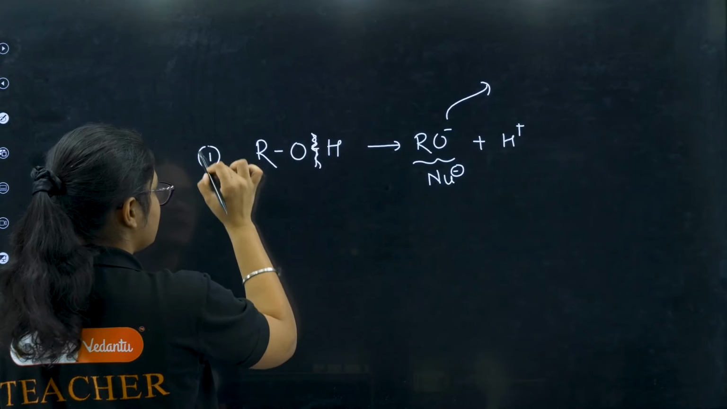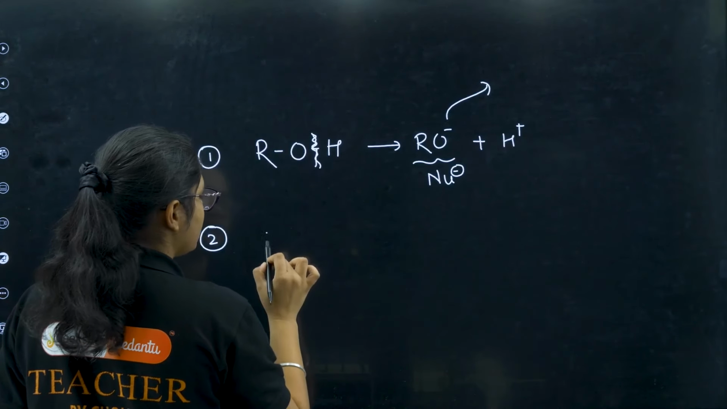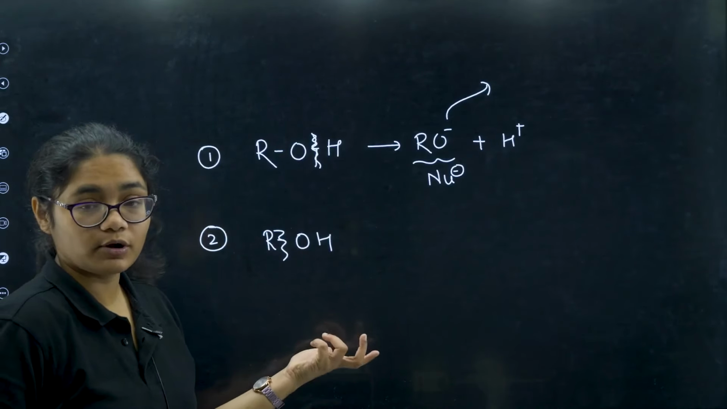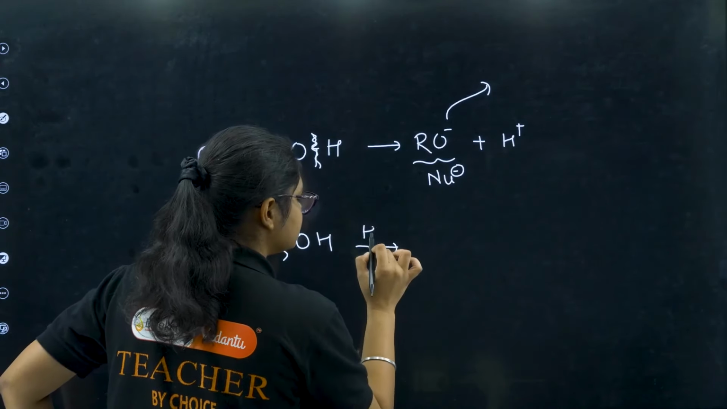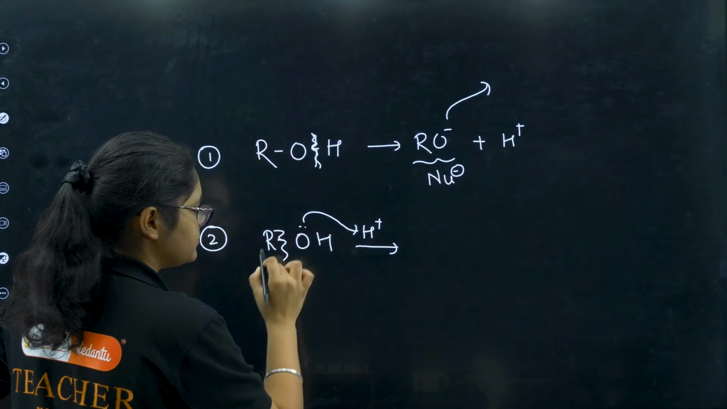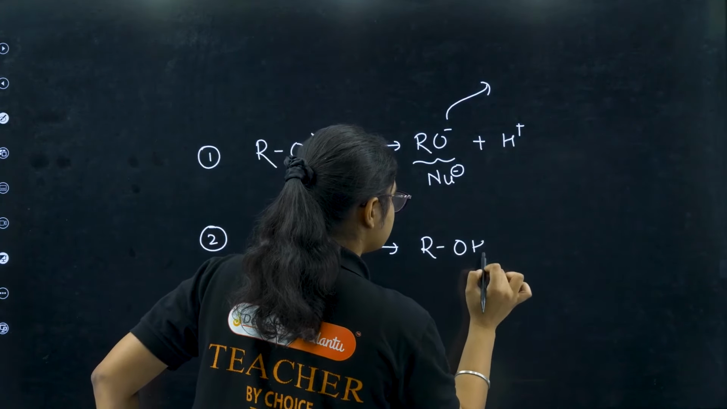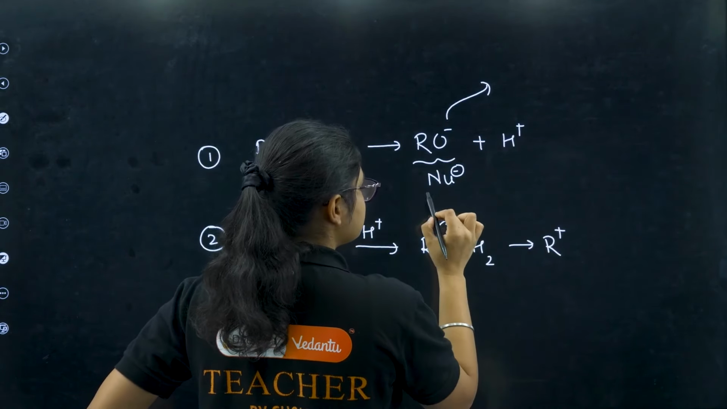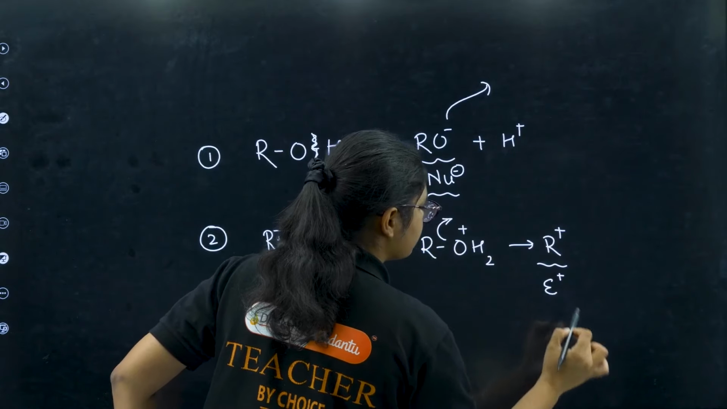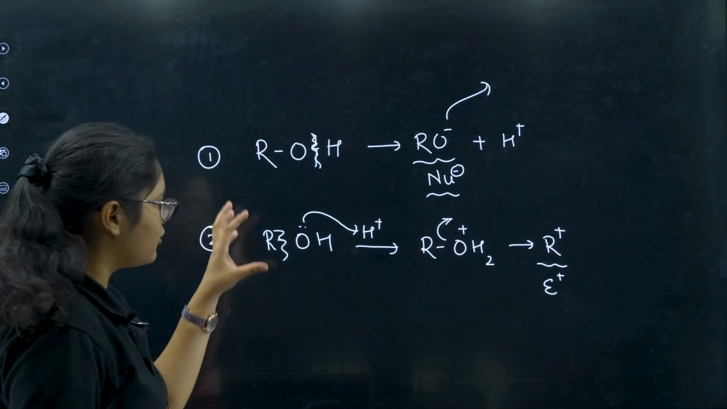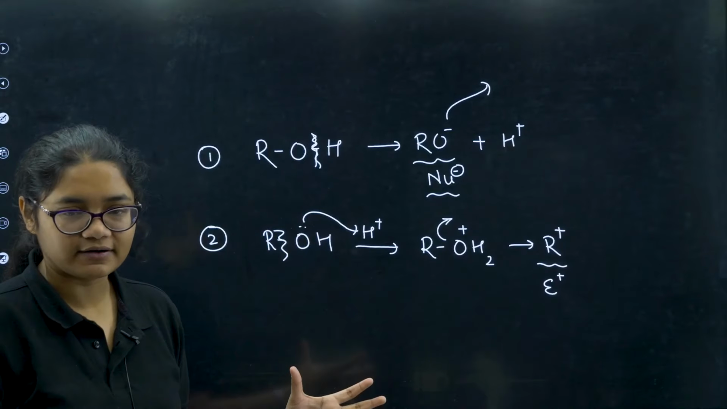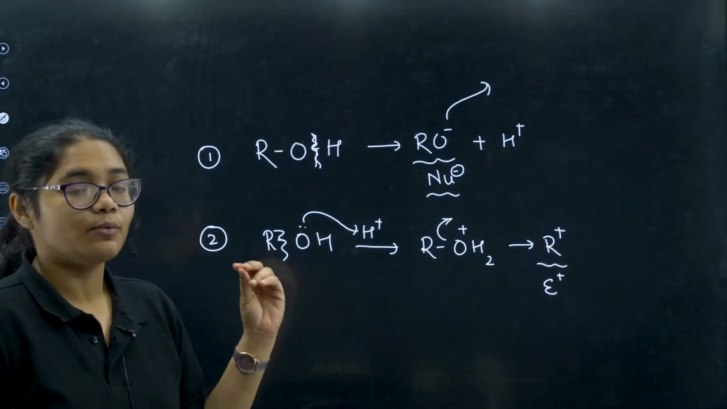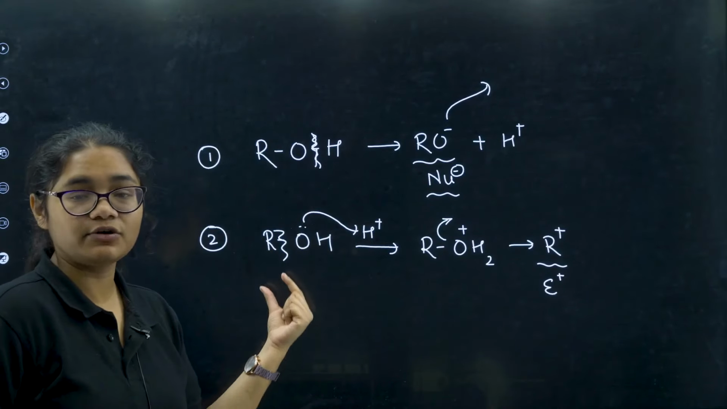This is one category of reaction. The second category of reaction is where the RO bond will break. How will this RO bond generally break? Generally in an acidic medium, this one will take H plus and get converted to RO plus H2, then this will leave and we will get R plus. So here this behaves as a nucleophile, and here this will behave as an electrophile. Based on these two properties, the reactions of alcohols are classified: one is cleavage of the OH bond, another is cleavage of the RO bond.